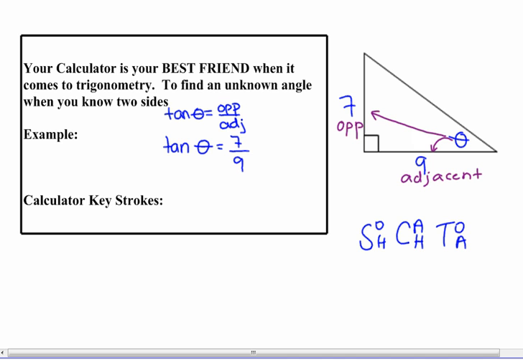Okay? There is no such thing as dividing both sides by tan, because these are not being multiplied. It's not tan times theta. Tan is not a number. It's not a variable. Okay? It's an operation in itself.